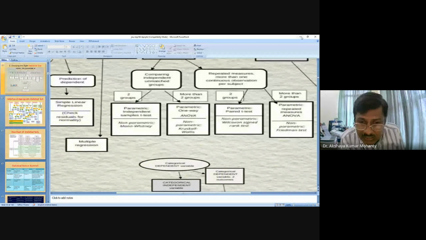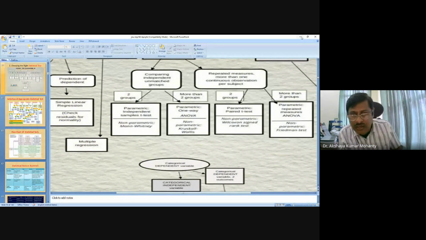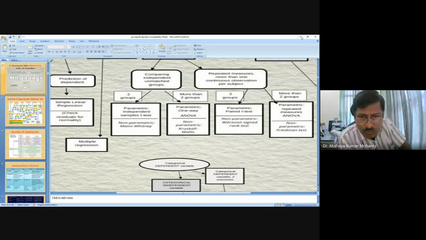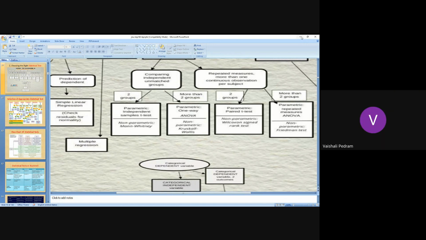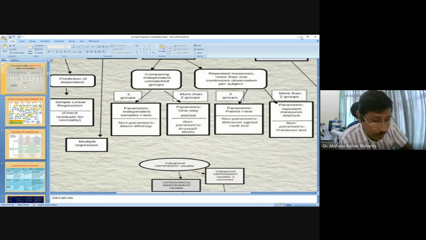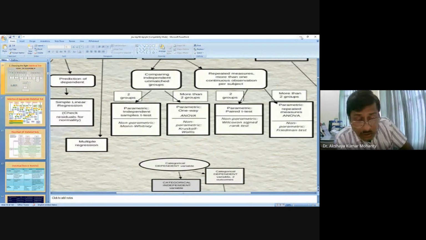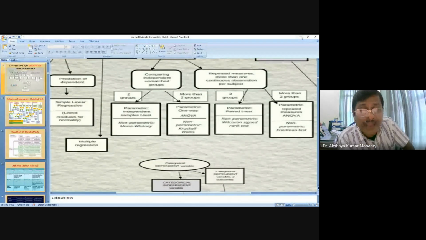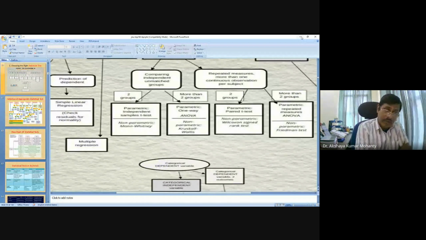One of my papers is on ordinal logistic regression, and nowadays there is good improvisation in the ordinal logistic regression model, isn't it? So you can use it, and here multiple regression or multinomial logistic regression analysis cannot be utilized because you are using rank and ordinal data. Okay.